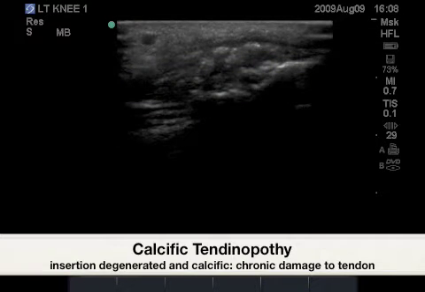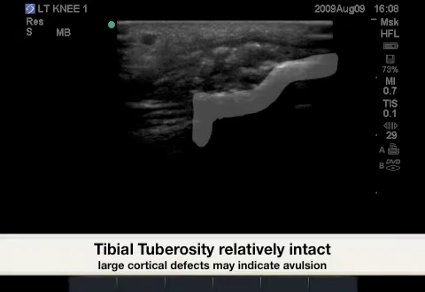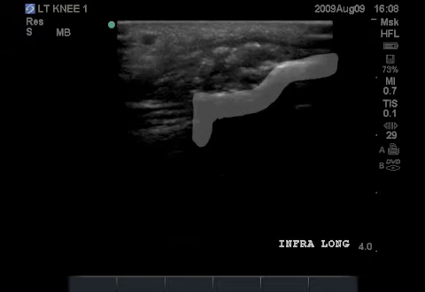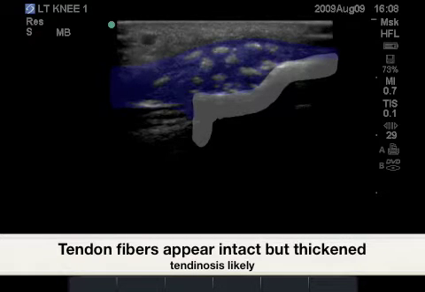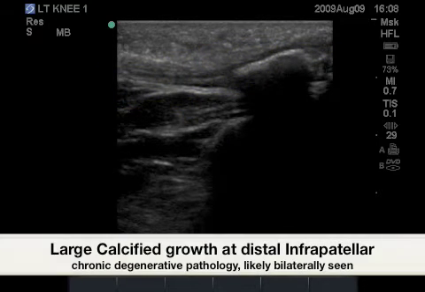In the next image, we see diffuse calcific tendinosis of the insertion of the infrapatellar tendon to the tibial tuberosity, highlighted in white. Highlighted in blue would be the tendon fibers, which are infiltrated by these hyperechoic shadowing calculi. In this image, we see a larger single calcific body at the insertion of the infrapatellar tendon.